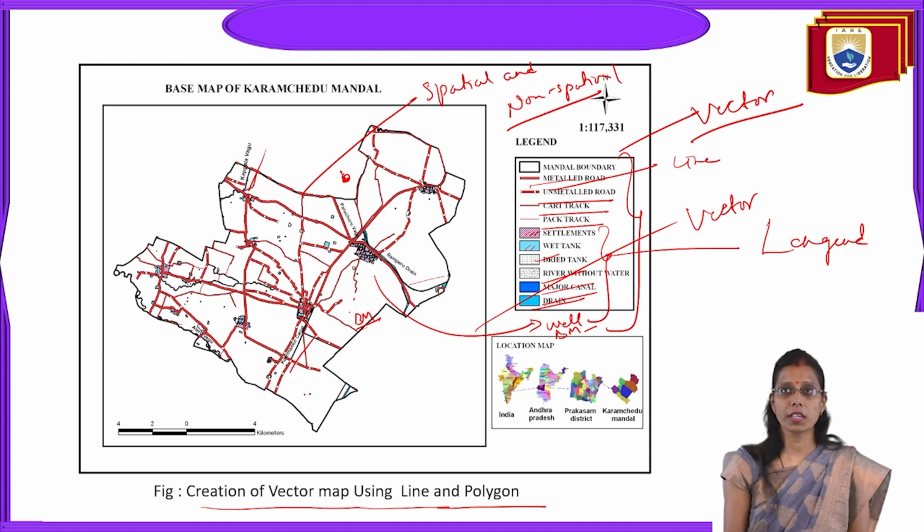And raster and vector, you understood? Raster is the clicked image, which is displayed in the form of grid format, and vector is the converted image of the raster, which is displayed in the form of point, line, and polygon.